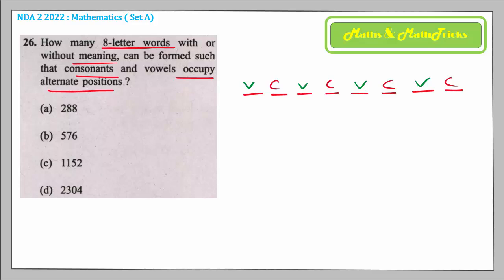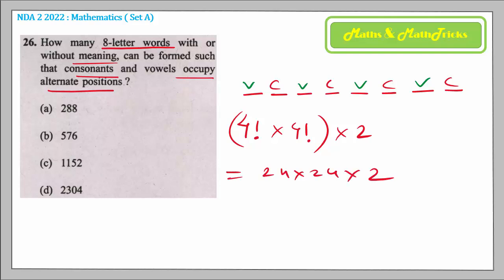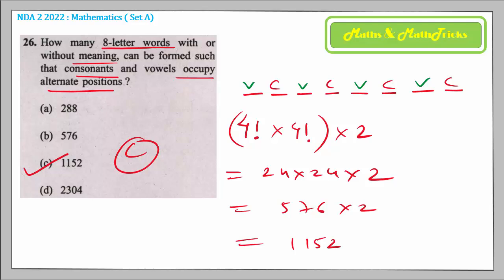Now this can be alternate by placing consonants first and vowels later. So anyway, for the vowels you have 4 factorial arrangements, and for the consonants you have 4 factorial arrangements, and this arrangement can be made twice, right? Because, like I said, vowels you can place first or consonants. So 2 types of it. Therefore 4 factorial, 24 into 24 into 2. So 576 into 2, how much will you get? 2 6s are 12, 2 7s are 14 plus 1 is 15, and 2 5s are 10 plus 1 is 11: 1152, option C.